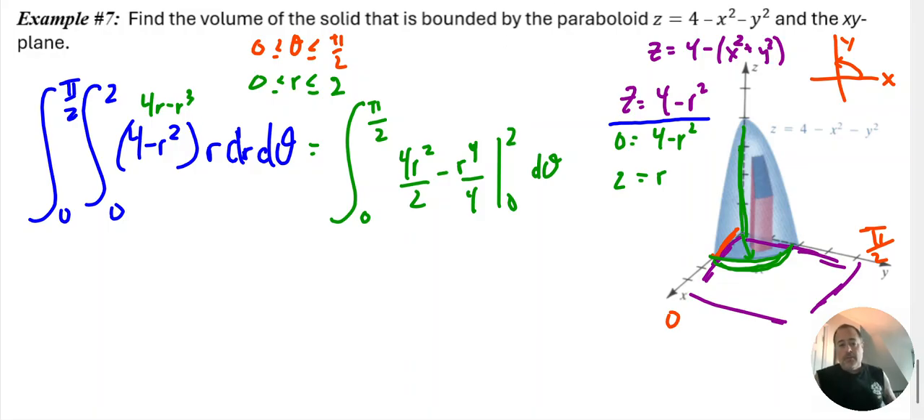So when we start plugging in our numbers, we get the integration from 0 to pi over 2. When we plug in 2 here, we get 2 squared is 4 times 4 is 16 divided by 2 is going to be 8 minus 2 to the 4th is 16. 16 divided by 4 is going to end up being 4. And we plug in 0, we get 0. So we're going to get 8 minus 4 d theta.